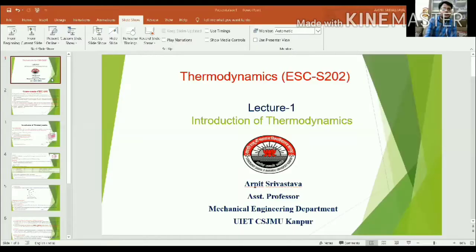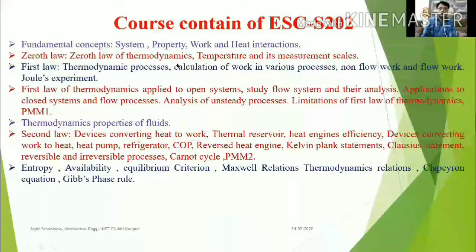So this is the course. We start this course from the course content. As I told you, this is a course for mechanical engineering second year, third semester students. The course code is ESCS 202. In this course, firstly, we discuss fundamental concepts: system, property, work, and heat interaction. After that, we will move towards the zeroth law. Then we see the first law for closed systems and the first law for flow processes. After that, we see thermodynamic properties of fluid. Then we move towards the second law, entropy, availability concept, equilibrium criteria, Maxwell relations, and finally, we turn towards the Gibbs phase rule. Okay, so these are the contents of this course.